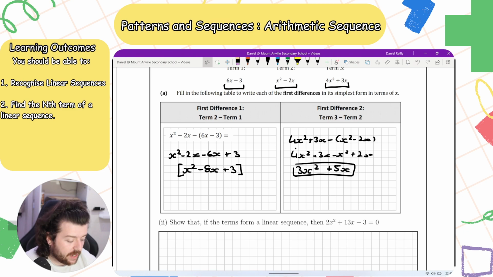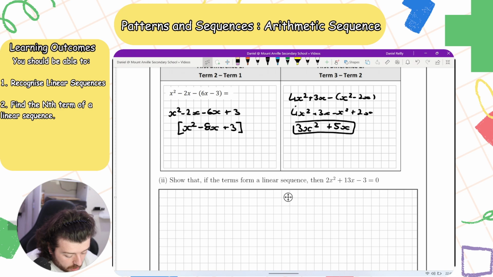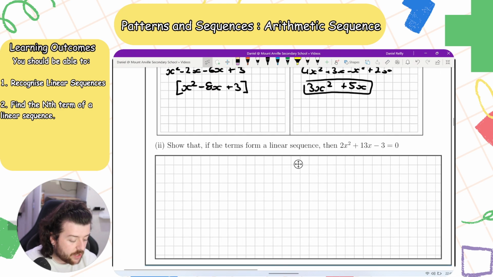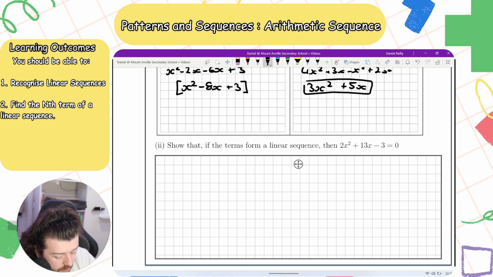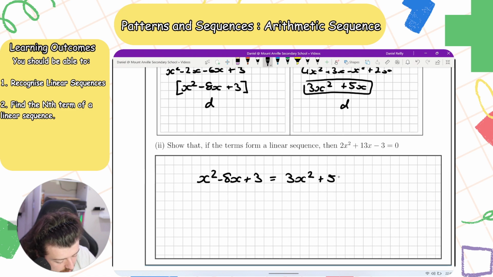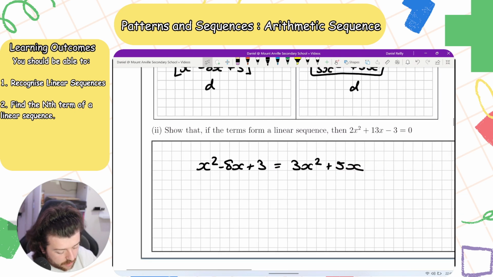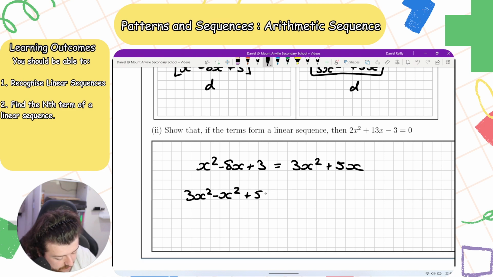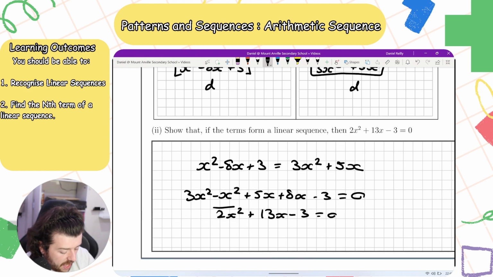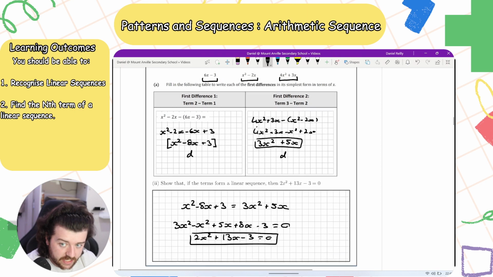So what we're going to do now is, it's asking me here, show that if the terms form a linear sequence, then 2x squared plus 13x minus 3 equals 0. So what do they mean by that? Well, these are both my first differences. So I know x squared minus 8x plus 3 equals 3x squared plus 5x. Right? So bring everything over to one side. So 3x squared minus x squared plus 5x plus 8x minus 3 equals 0. 2x squared plus 13x minus 3 equals 0. And I have proven the answer there.